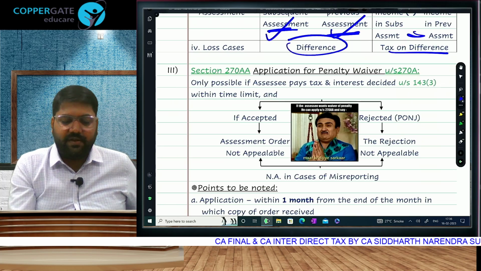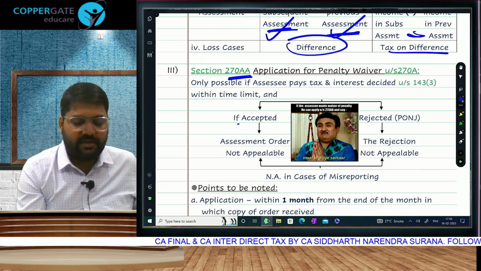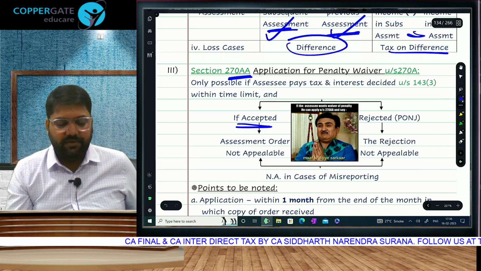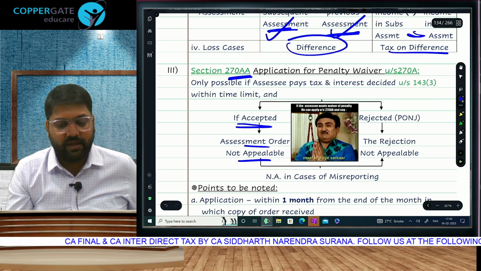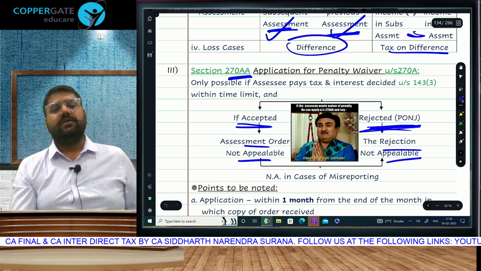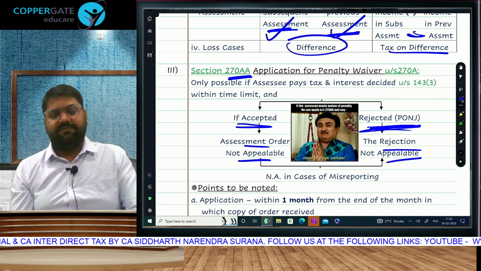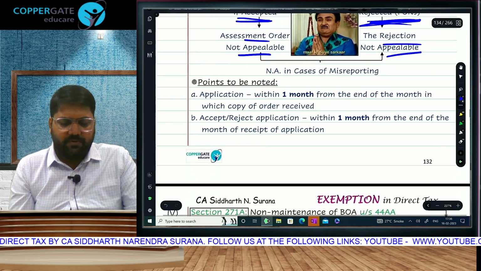You can apply for waiver. 270AA is the section where you file your waiver application. If it is accepted, then your assessment order will be non-appealable because the penalty is going away and tax is final. And if it is rejected, the rejection is non-appealable. But this facility is available only in underreporting cases, not available in misreporting cases.